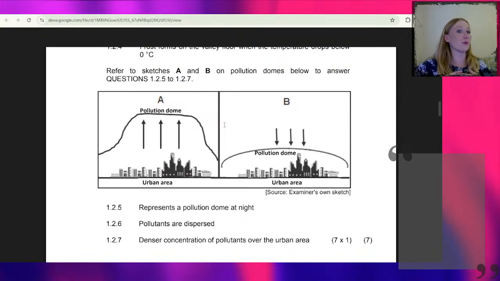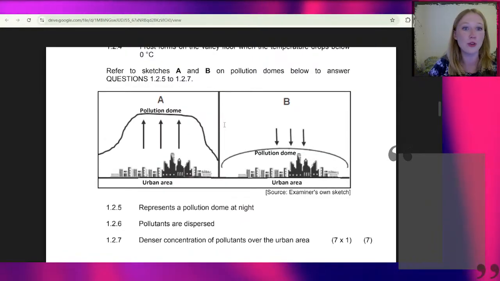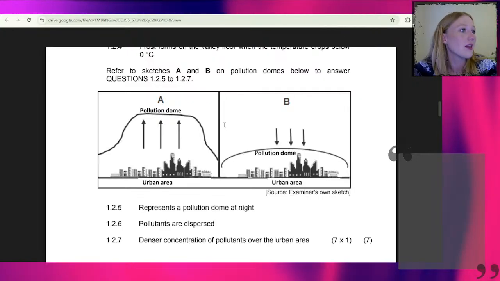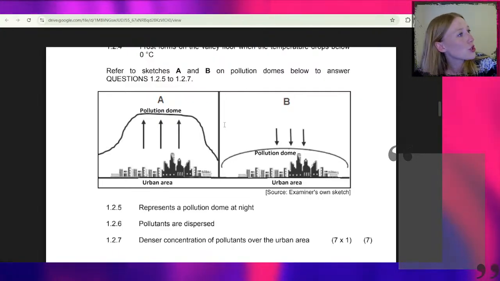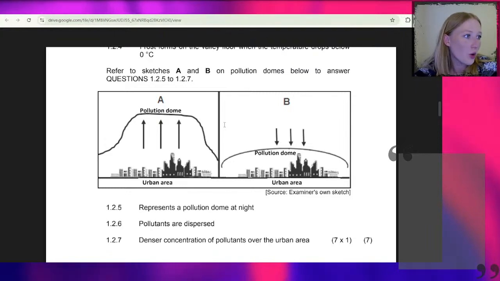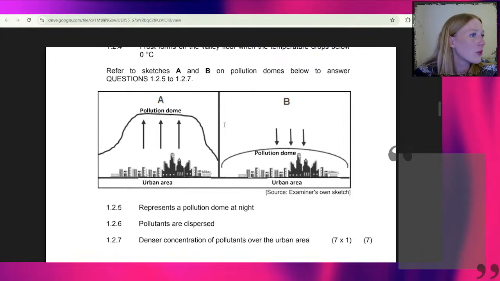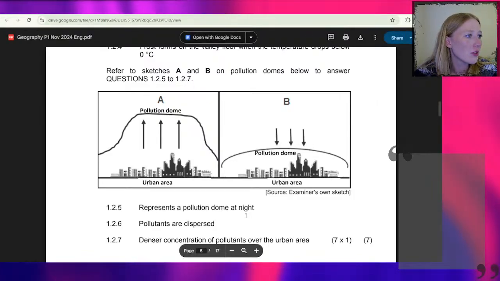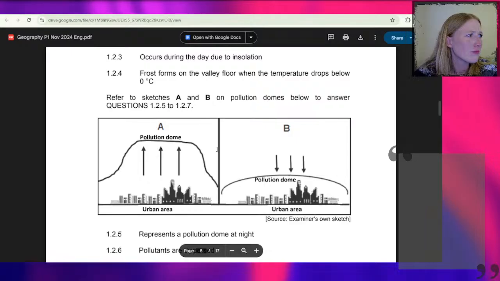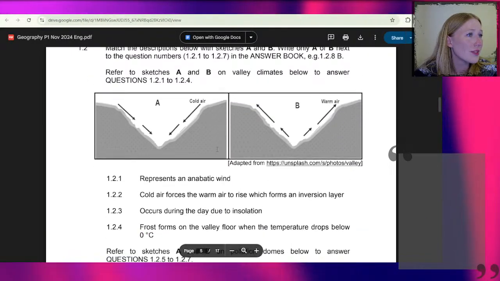Oh, the pollution dome. Okay, we haven't done this. So I know we did urban climate, but we didn't do anything with the pollution dome. So let's actually do these questions. Refer to sketches A and B on the pollution domes below to answer the questions. So which one? Wait, are they asking which is which? I'm assuming so. Yes.